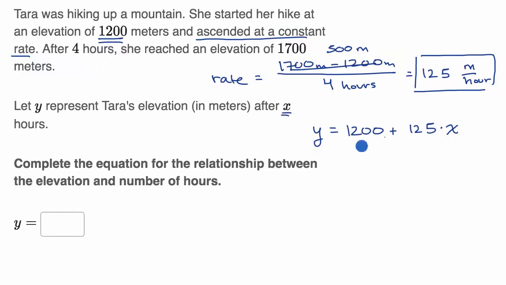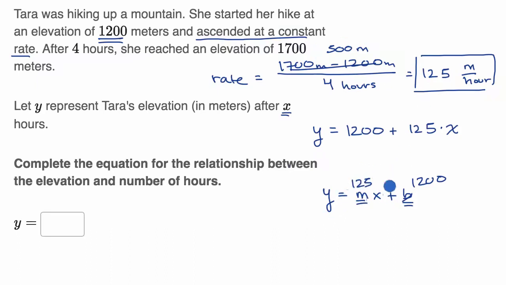Another way you could have thought about it, you could have said, okay, this is going to be a linear equation because she's ascending at a constant rate. You could say the slope-intercept form for a linear equation is y is equal to mx plus b, where b is your y-intercept. What is the value of y when x is equal to 0? And you say, all right, when x is equal to 0, she's at an elevation of 1,200. And then m is our slope. So that's the rate at which our elevation is increasing. And that's what we calculated right over here. Our slope is 125 meters per hour.